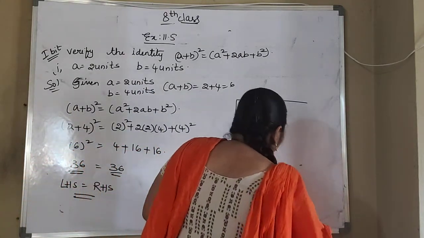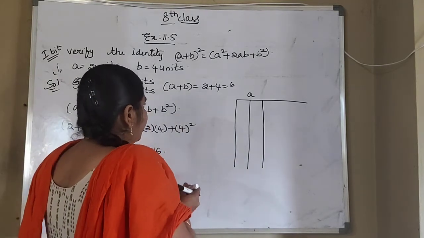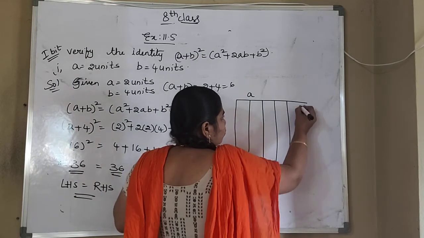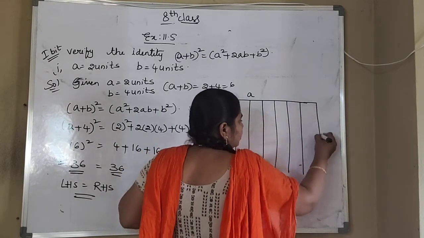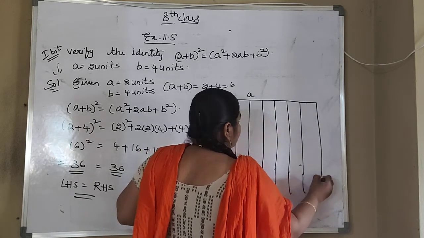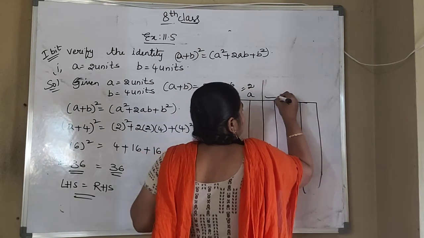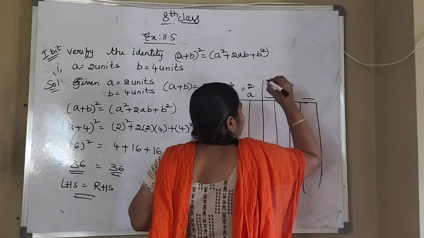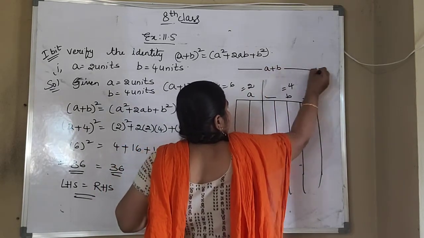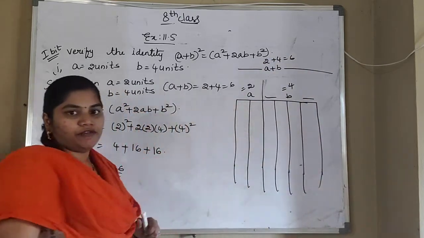Now we have to take b value. B is how much? B is how much? 4. So 1, 2, 3 and this is 4. Okay. Till here it is a value, that is equal to 2. From here to here it is b, that is equal to 4. So 2 plus 4 will be equal to how much? That is a plus b. 2 plus 4 is equal to total 6 boxes we have taken.